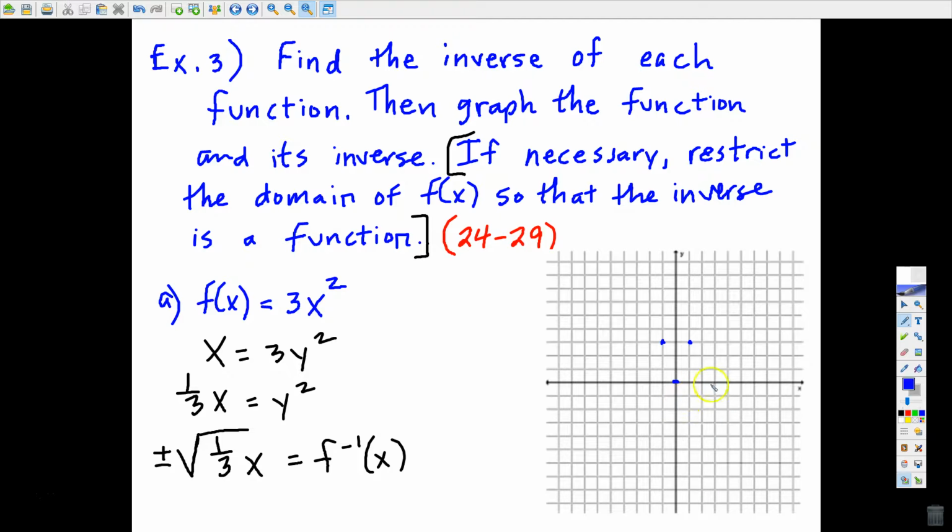Let's just do one more. I know it goes off the graph, but if I input 2, output 12. I think I'll just put that up here. All right, so this would be the graph of the f of x.